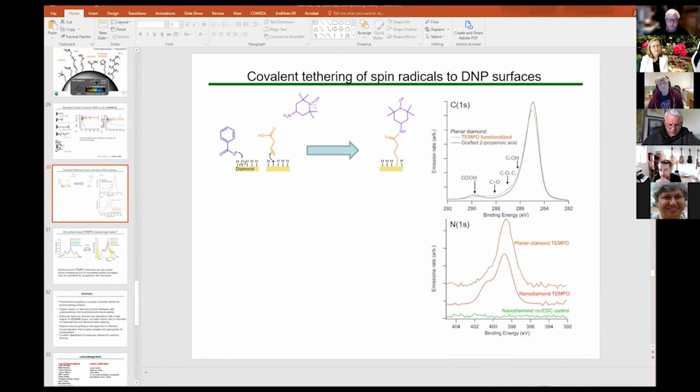There's a wide range of nitroxides, but TEMPO is by far the most common one. This is really just a model system, right? This would probably not be a good choice in reality for doing quantum sensing, but it's one that we can test out the chemistry on to be sure that it's working, and then go from there to things that are more interesting.